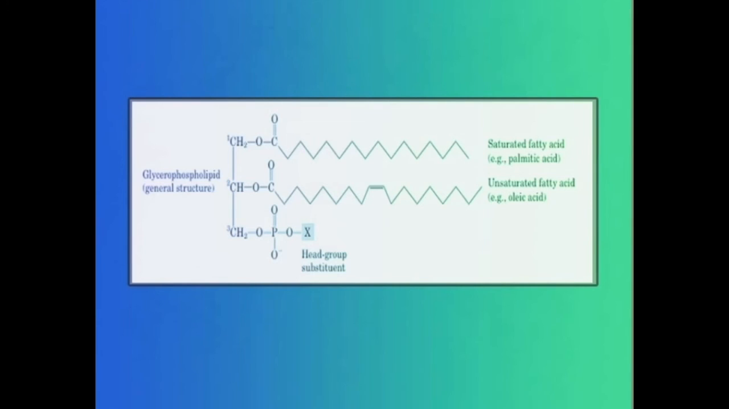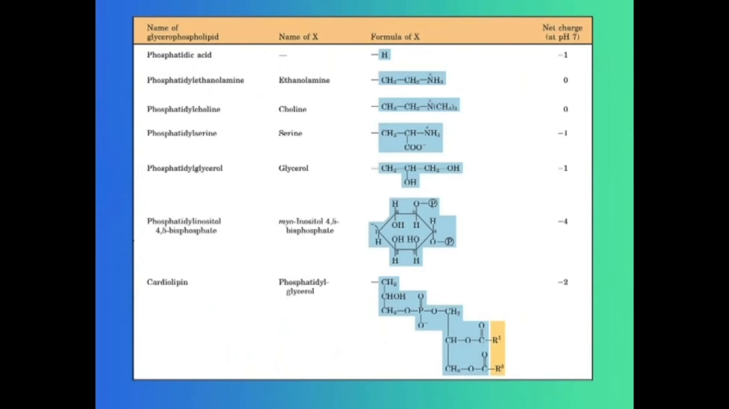So, this is a phospholipid with 2 fatty acids, one saturated, one unsaturated, both attached to the first and second carbon of glycerol, and a phosphate group attached to the third carbon of glycerol with a nitrogenous constituent. This nitrogenous constituent can be any one of these compounds that are shown in this table, like ethanolamine, choline, inositol, serine, etc.